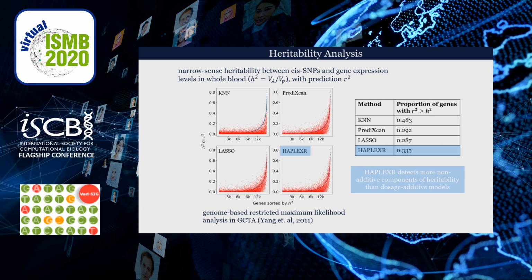To investigate these non-additive signals, we did a GREML analysis in GCTA to estimate the variant additive heritability of each gene. So in the left figure, the blue points are the narrow sense heritability of each gene in increasing order, and the red points are the model R-squareds. Essentially, we found that HaplexR detects more non-additive components of heritability than the dosage additive models, PredictScan and LASSO. The predictive accuracy of KNN is greater than the narrow sense heritability of a larger proportion of genes than what we see in HaplexR. But when we look at the lower tail of the KNN figure, these models seem to be of lower quality.